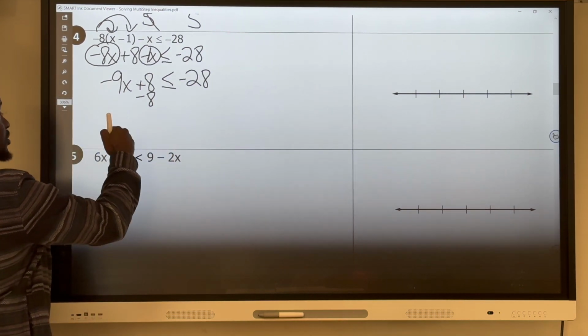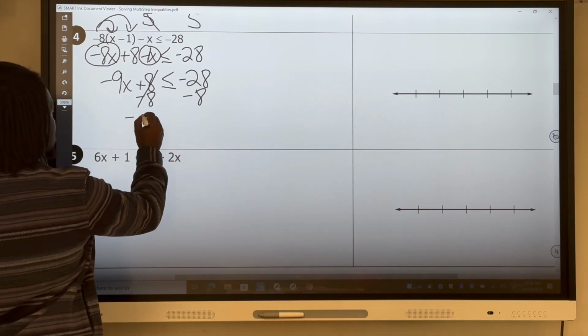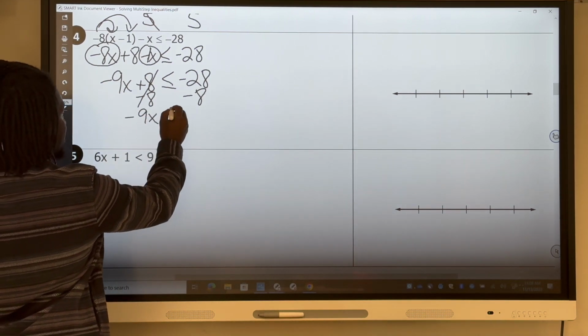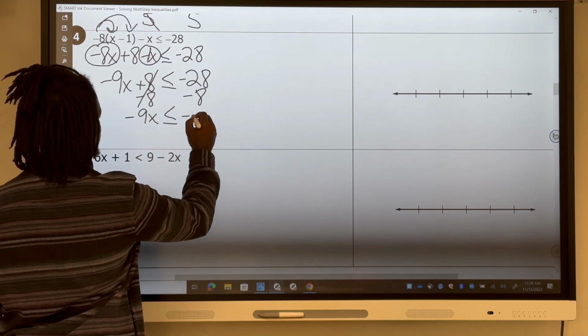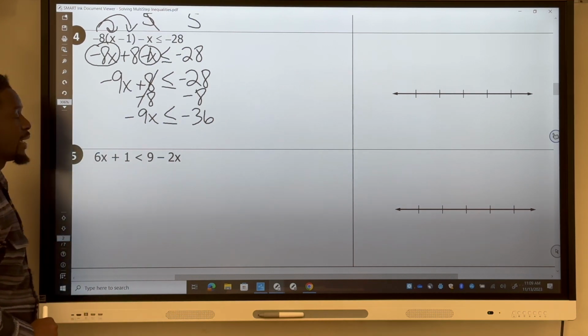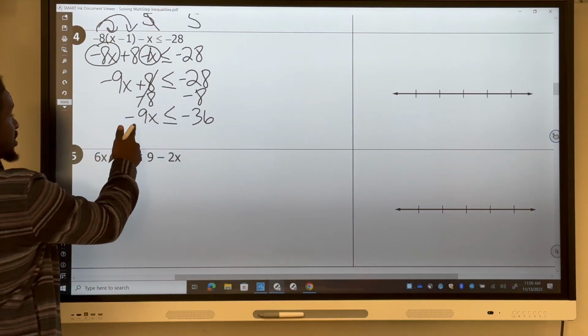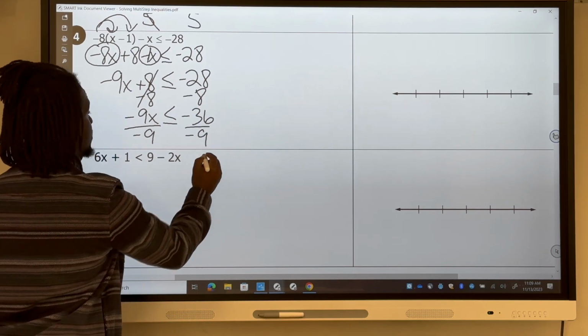So then I'm going to get the x by itself. I'm going to do the inverse operation and subtract 8 on both sides. The 8's are going to cancel, leaving me with negative 9x is less than or equal to negative 36. Okay. And so, to get the x by itself, I'm going to divide by a negative 9.